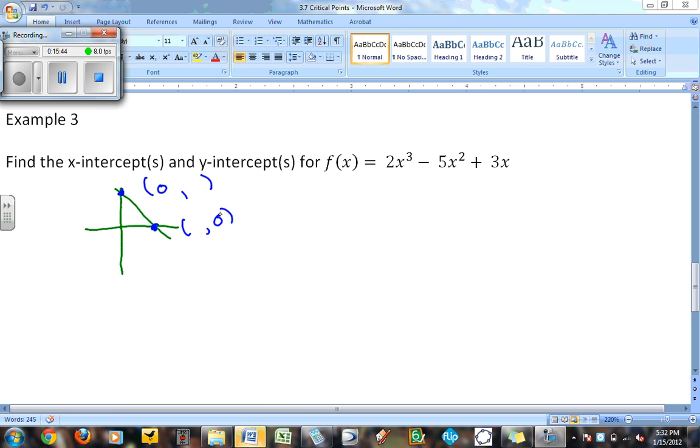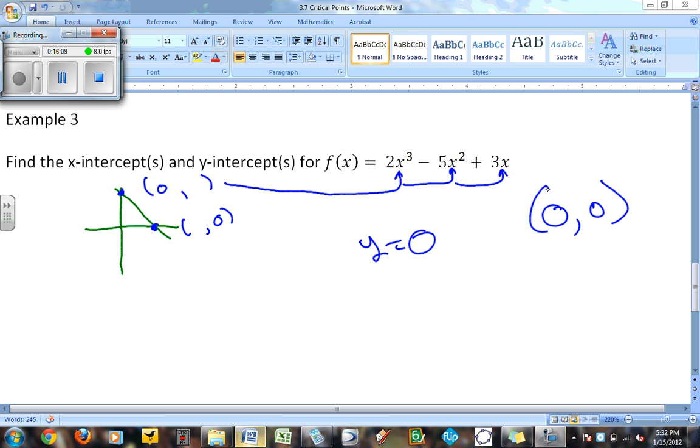So in order to find these two, if I want to find my y-intercept, let's plug in 0 everywhere we see an x, because that's what a y-intercept means. It means that x is 0. What's the y value when x is 0? Everywhere I see an x, I'm going to plug in 0. So I have y equals 2 times 0 cubed minus 5 times 0 squared plus 3 times 0. So y equals 0. I have a y-intercept at 0, 0.